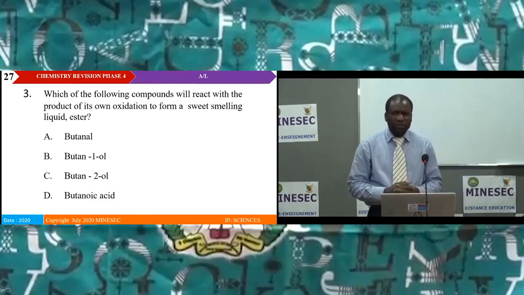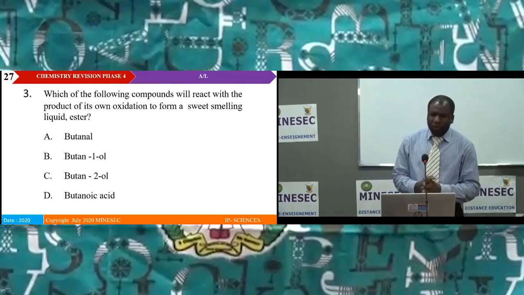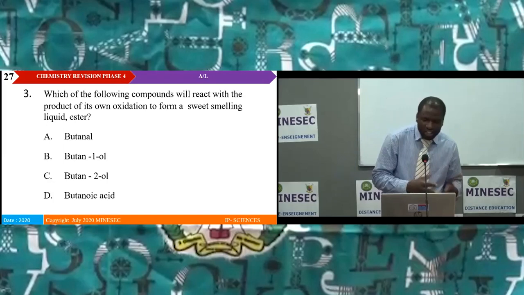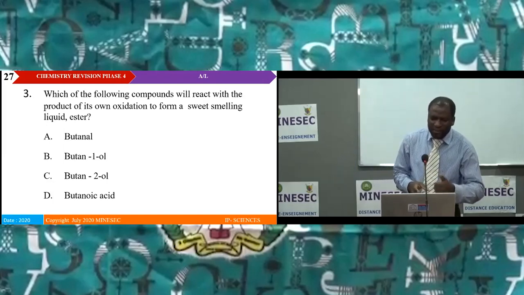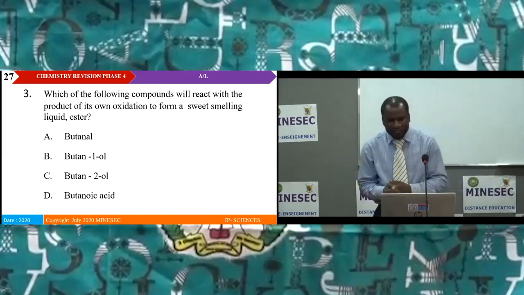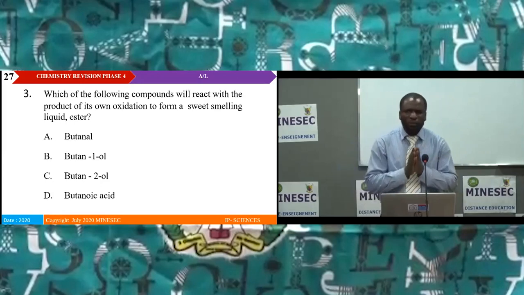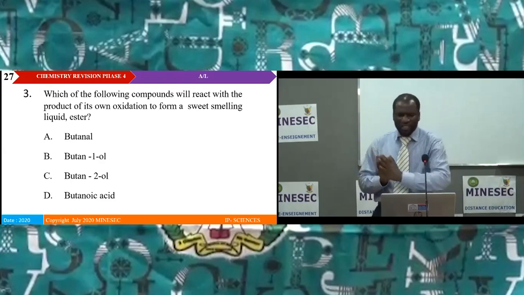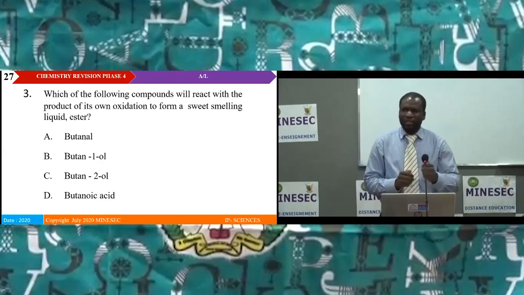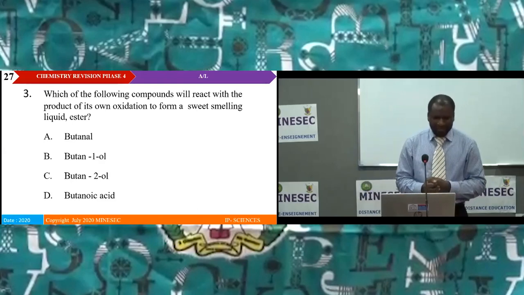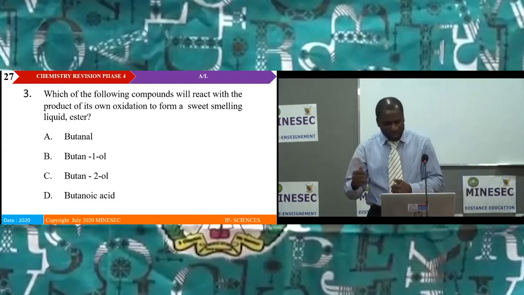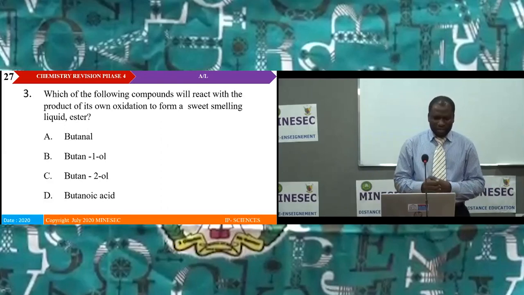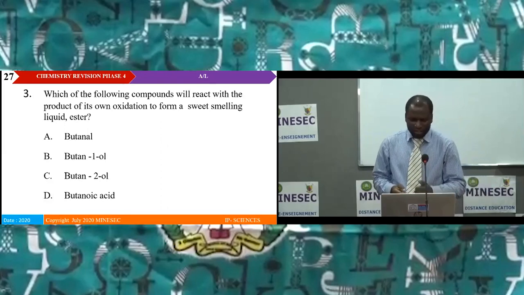Three, which of the following compounds will react with the product of its own oxidation to form a sweet smelling liquid, ester? An ester is formed from a reaction between an alcohol and a carboxylic acid. Okay. A, butanal. B, butan-1-ol. C, butan-2-ol. And D, butanoic acid.